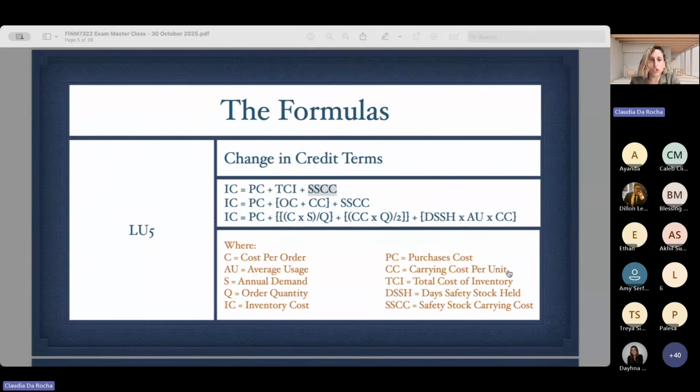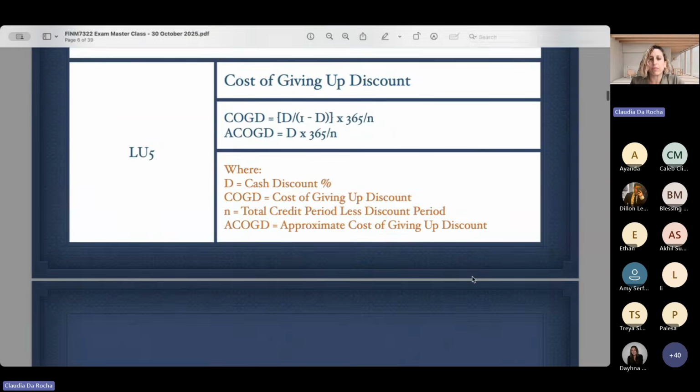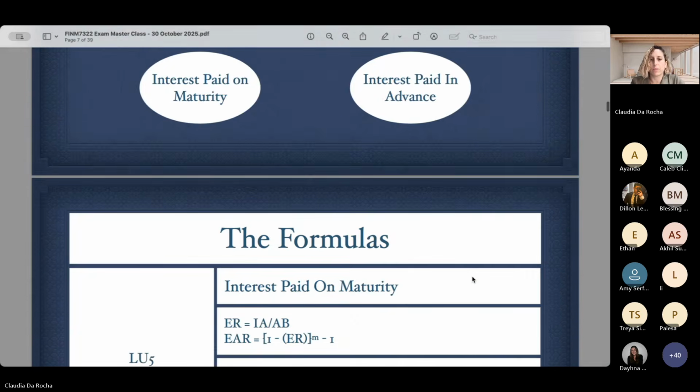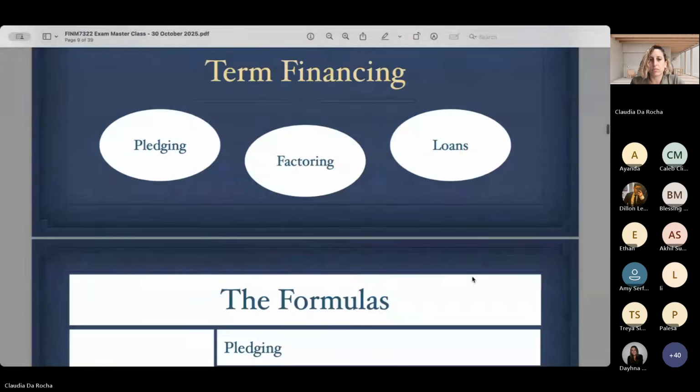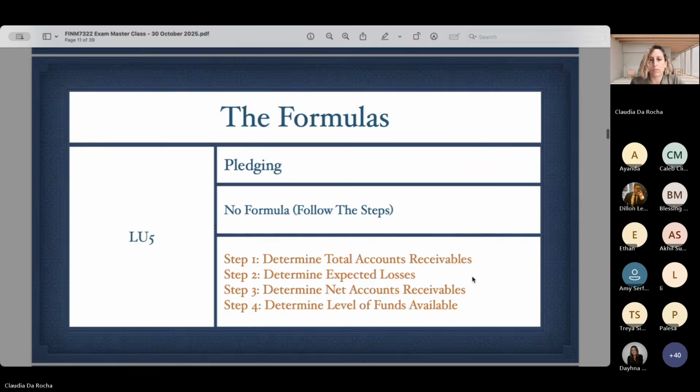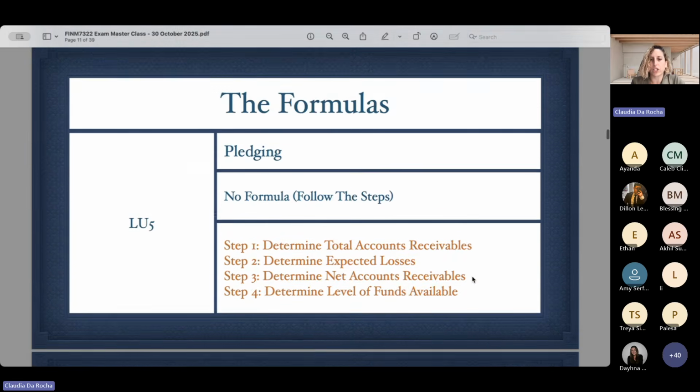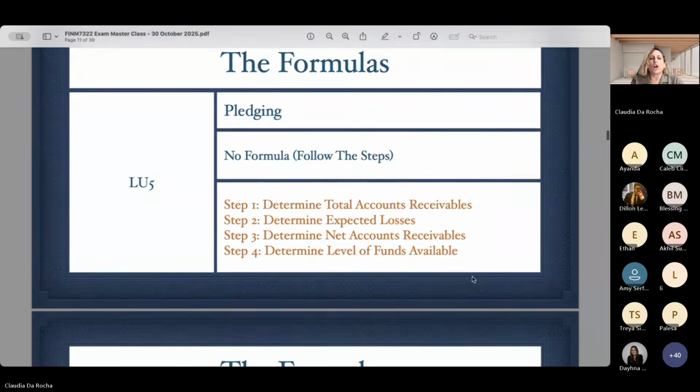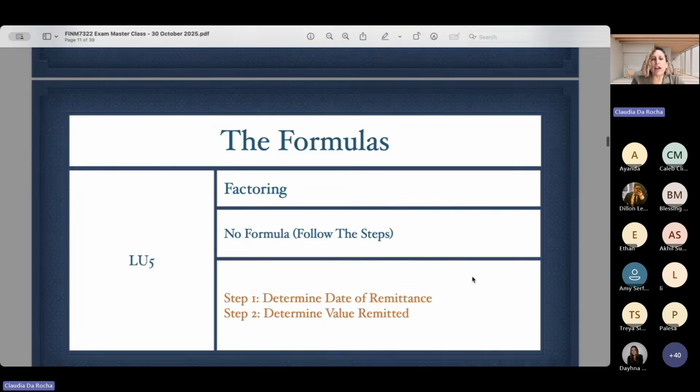All right. So let's go back to where we were. Okay, so I went through pledging, right? Okay, now we're in factoring.